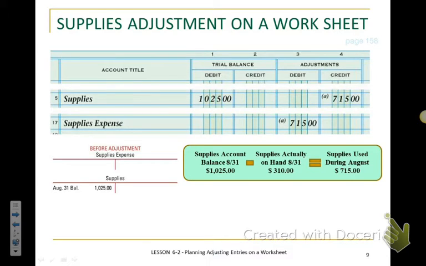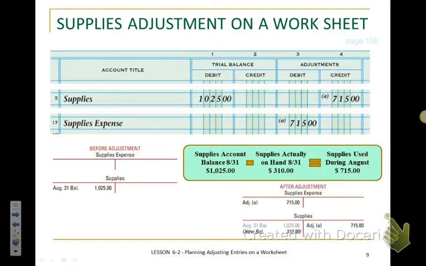So if we see, this is just showing the math behind it. Our supplies balance was $1,025. What they actually had on hand was $310. The amount that's used up, the $715, is the amount of our adjusting entry. And this is showing you what the balances are of those T accounts after the adjustments. So we can see our supplies was $1,025. We adjusted by $715 by doing a credit. Our new balance is $310.